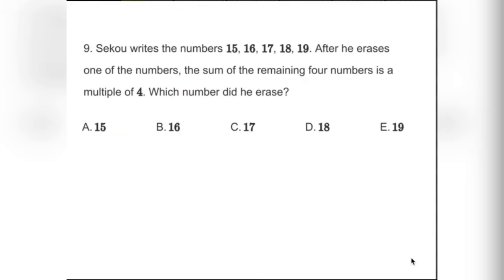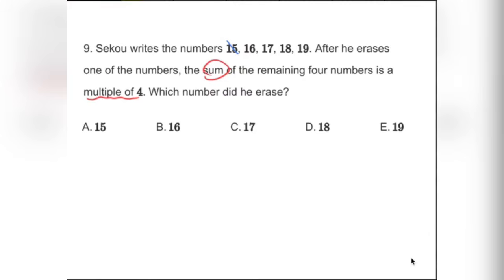Okay, then question 9. Seko writes the numbers 15, 16, 17, 18, 19. After he erases one of the numbers, the sum of the remaining 4 numbers is a multiple of 4. Which number did he erase? Well, of course, for such a question, you can just try one by one. For example, if I erase 15, what is the sum of the rest of the numbers? You can try 16 plus 17 plus 18 plus 19, and then is the result divisible by 4?